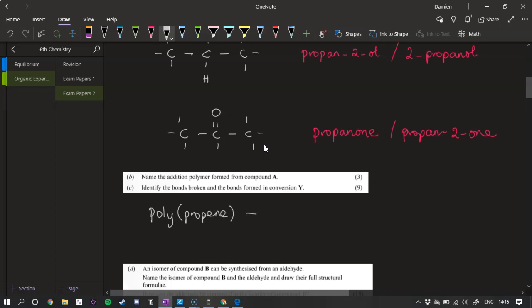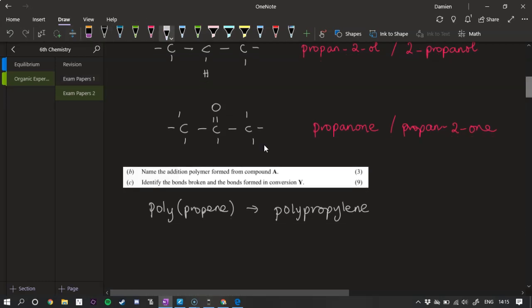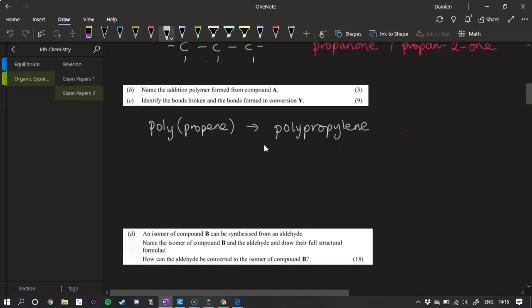And polypropene is also called polypropylene, P-R-O-P-Y-L-E-N-E. Both of those are acceptable, whichever one. Part C then, identify the bonds broken and the bonds formed in conversion Y.